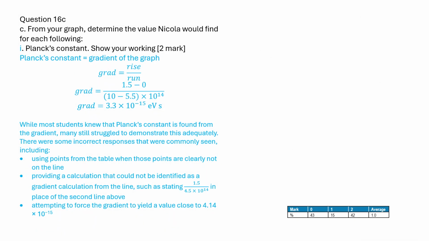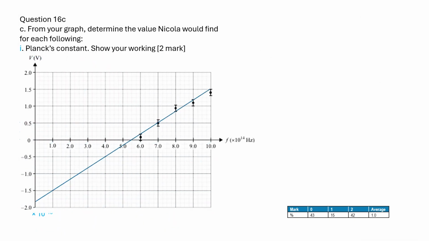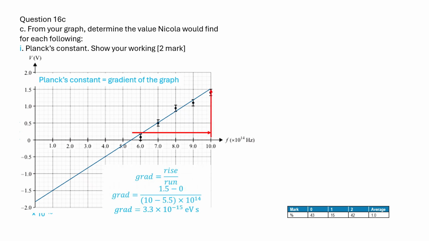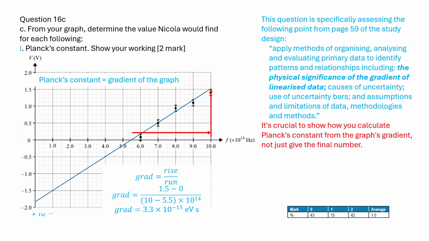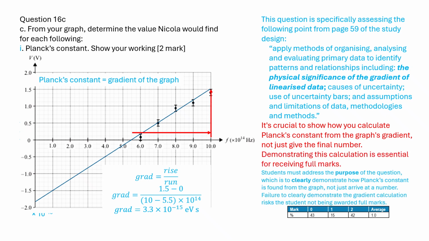The gradient of your frequency versus voltage graph is equal to Planck's constant, and its unit is electron volt seconds, eV times s. This question is designed to see if you can apply methods of analyzing data, as detailed on page 59 of the study design. It's crucial to show how you calculate Planck's constant from the graph's gradient, not just give the final number. Demonstrating this calculation is essential for receiving full marks.